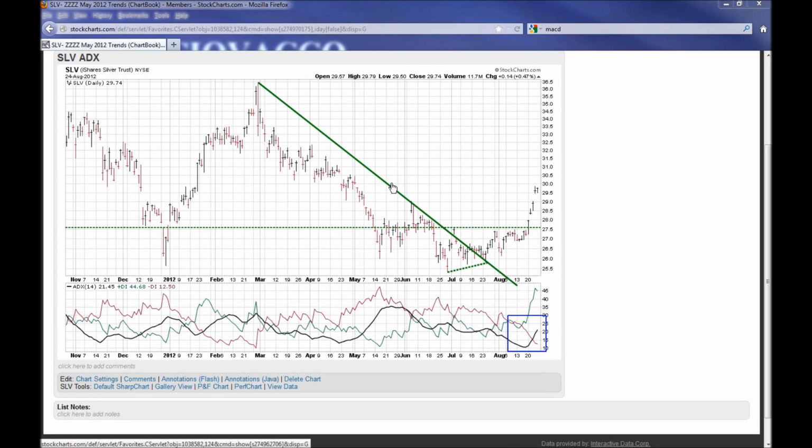Here we also have the downward sloping trend line. We broke above it here in a bullish manner. We've got here a higher low relative to this low. This is a higher low relative to this low. This was your trend change here on this strong breakout on SLV silver.